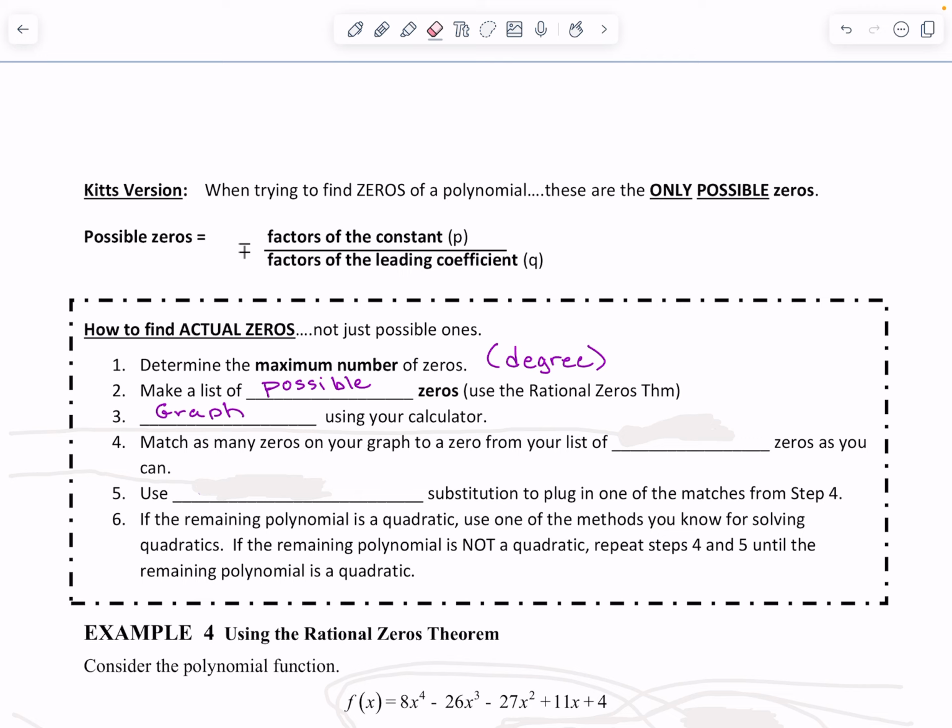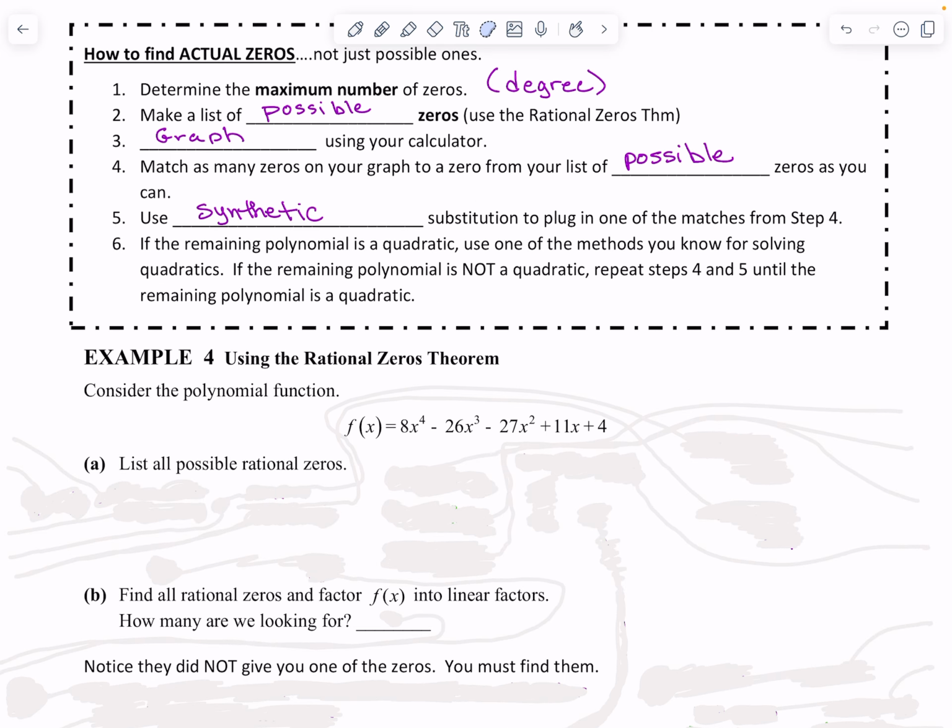And then look for the x-intercepts and match as many of the x-intercepts of that graph to the possible zeros in my list. Then we're going to use synthetic substitution to plug in each one of those matches until we get all the way down to x squared. Okay, so let's just work one of these. So here's my equation. Notice that we have x to the 4th. So that means we're going to have 4 solutions.